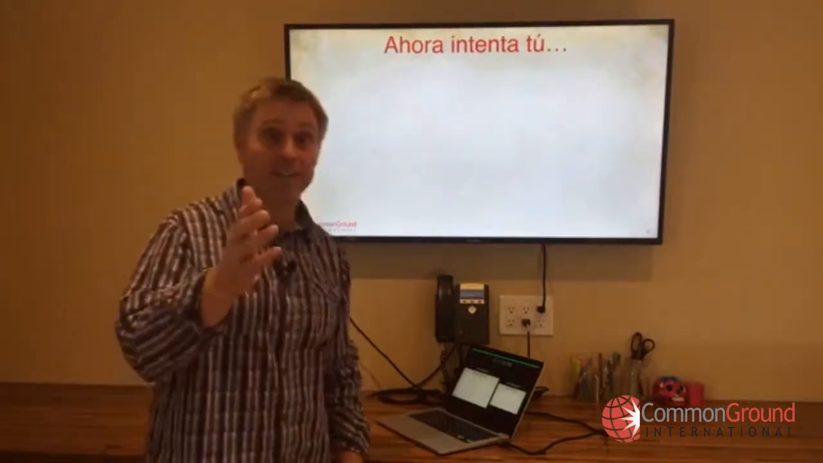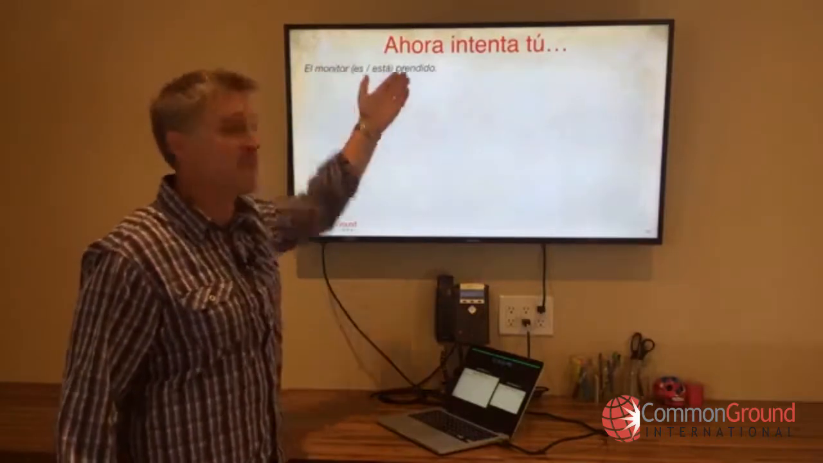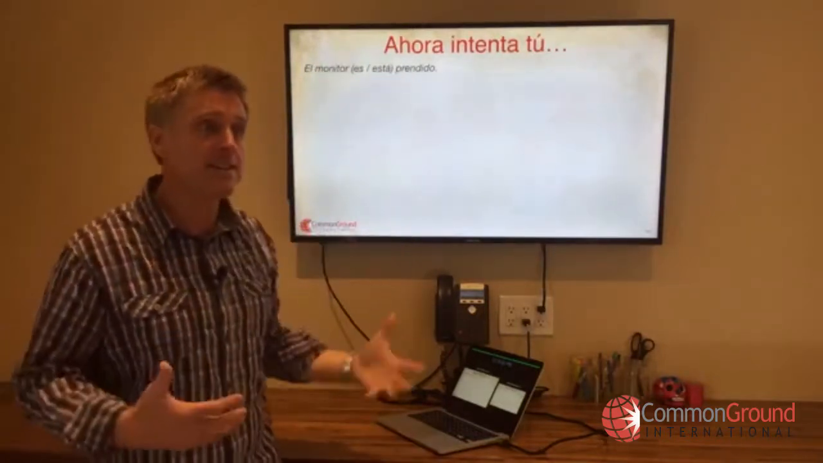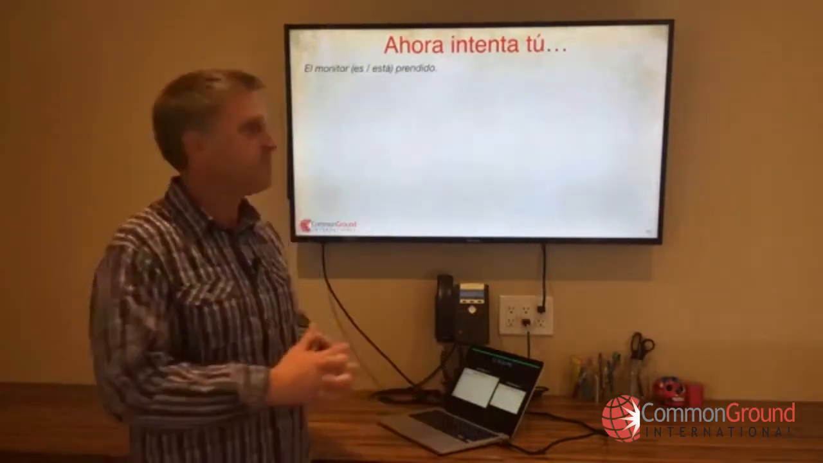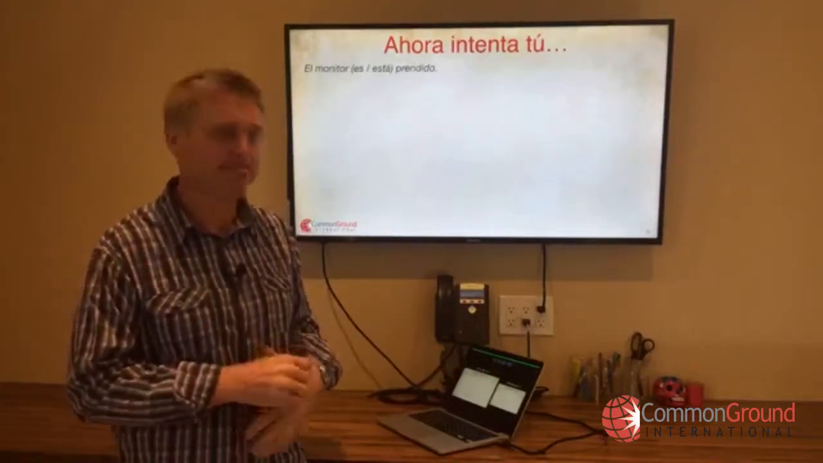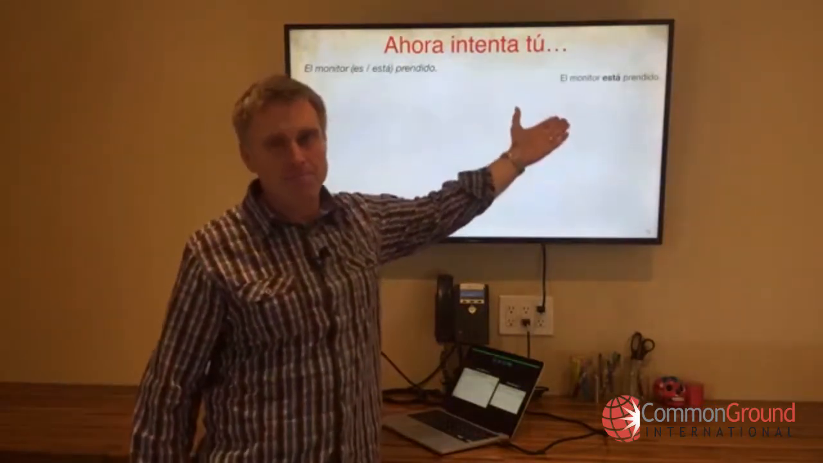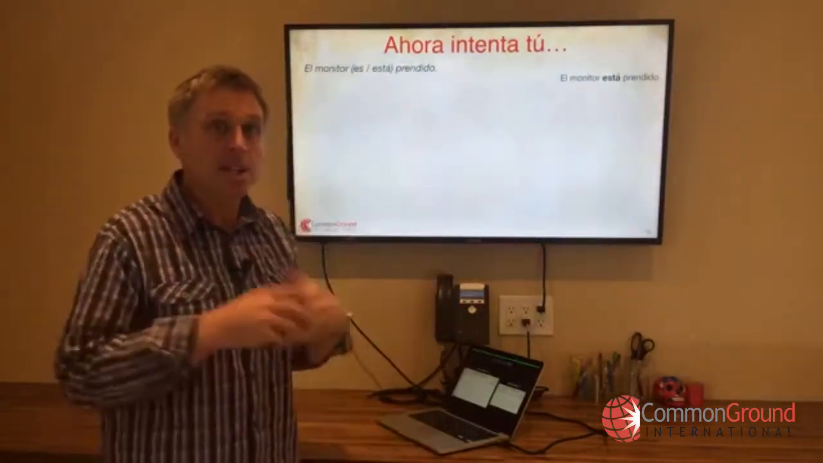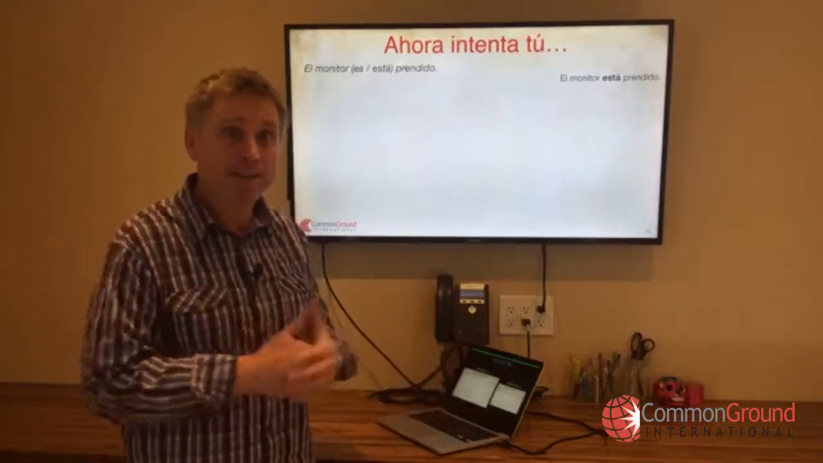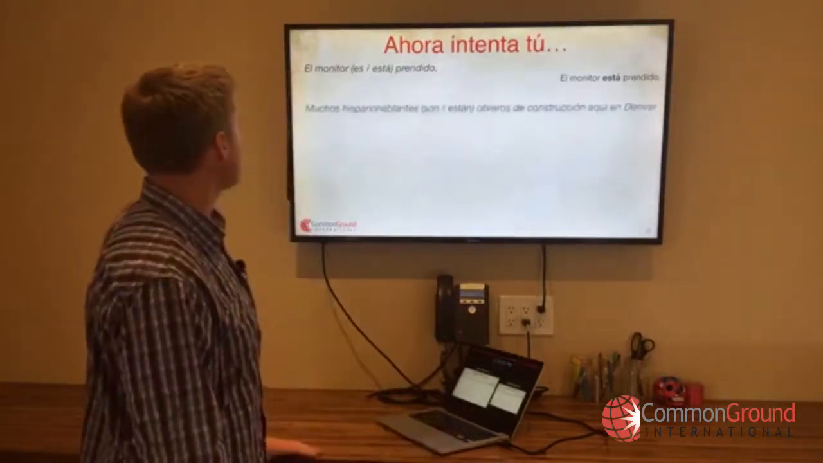Okay, ahora intenta tú. Now you give it a shot, okay? Tenemos el monitor es o está prendido. The monitor is turned on. El monitor es o está prendido. What do you think? El monitor está prendido. That's the condition that it's in, ¿verdad? Está prendido, okay? Or the state that it's in.